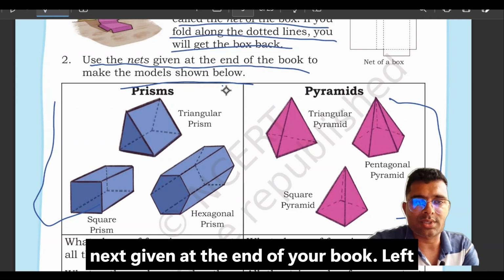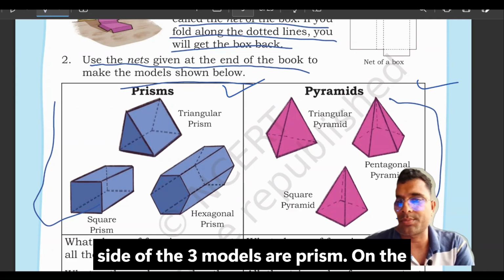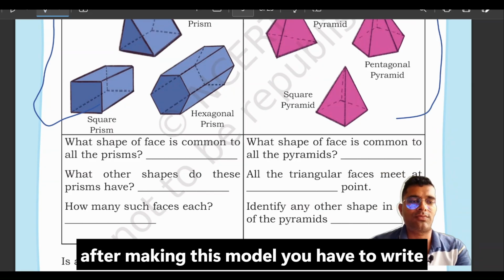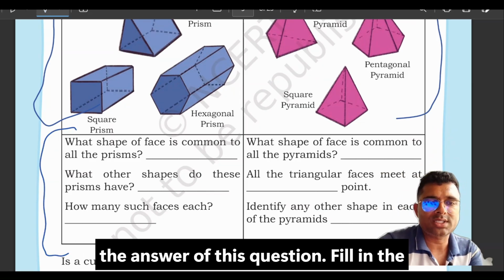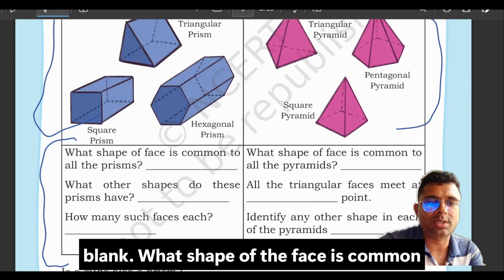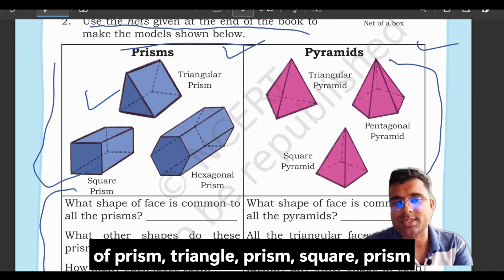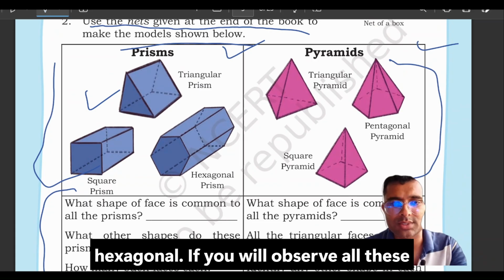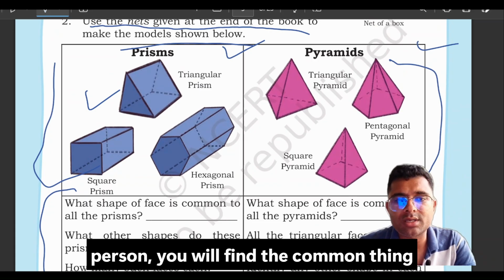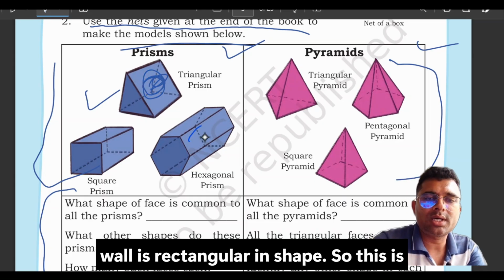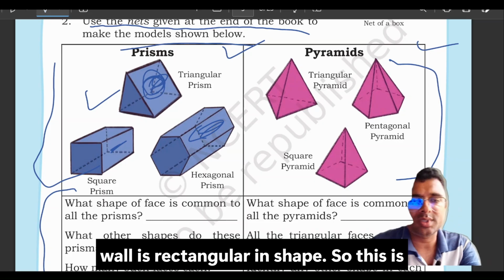On the left side the 3 models are prisms, on the right side the 3 models are pyramids. After making these models, you have to write the answer to this question, fill in the blank. What shape of face is common in all the prisms? These are 3 examples of prisms: triangular prism, square prism, hexagonal prism. If you observe all these prisms, you will find the common thing among them is that their side wall is rectangular in shape. So this is the common thing.